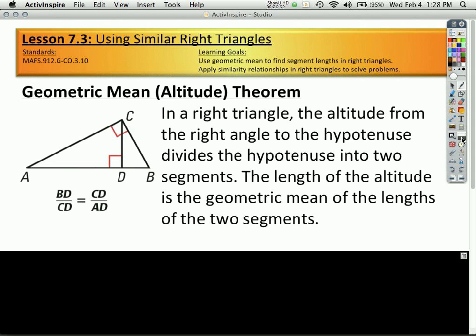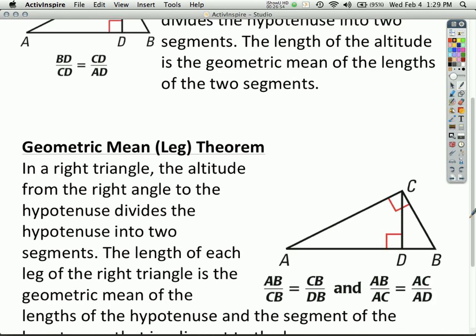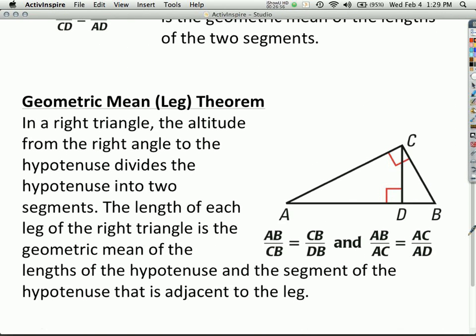And the same thing with the leg version, which is worded even more horribly. The length of each leg of the right triangle is the geometric mean of the lengths of the hypotenuse and the segment of the hypotenuse that is adjacent to the leg. Excuse me? What? Exactly. What? I don't know what that means, but when we go over it in a little while, it will become, in my opinion, perfectly clear. And so, again, I'm going to reserve this.